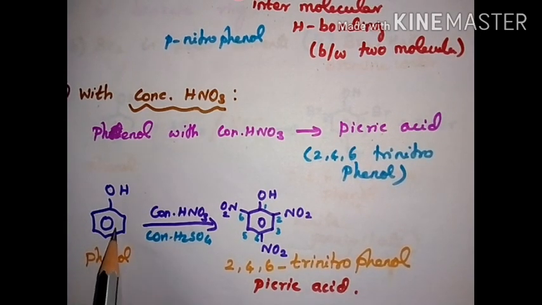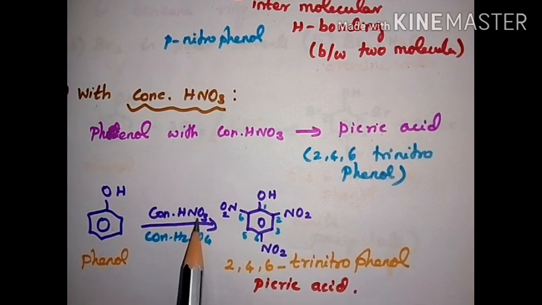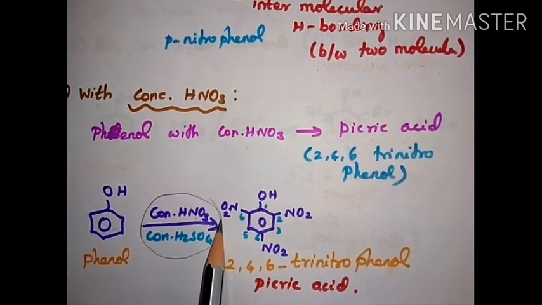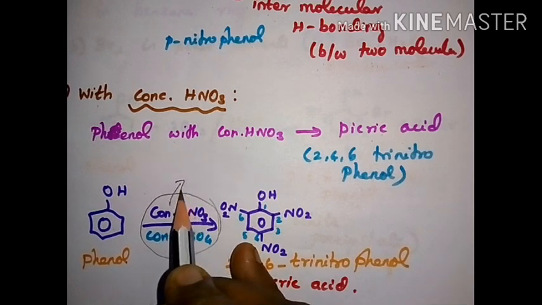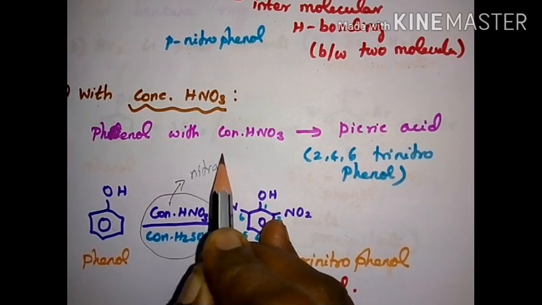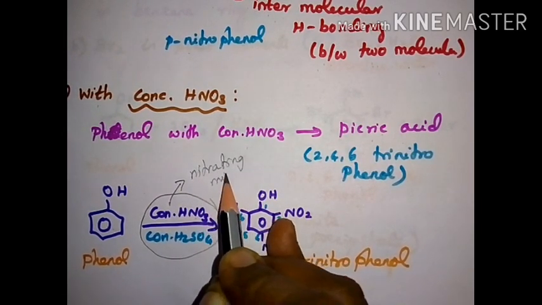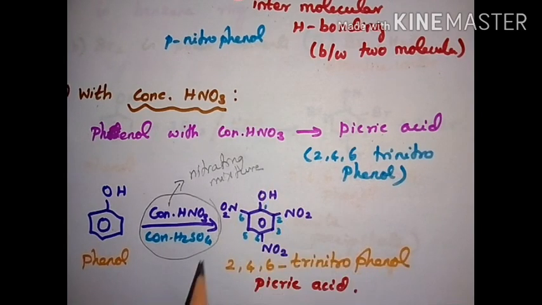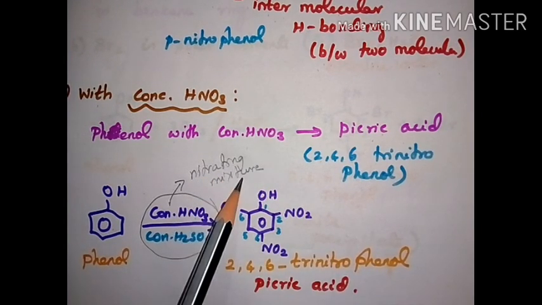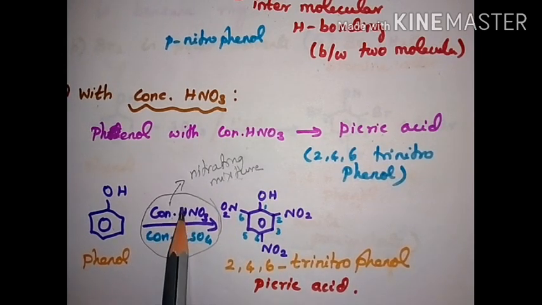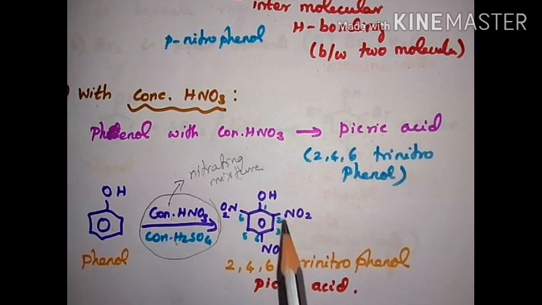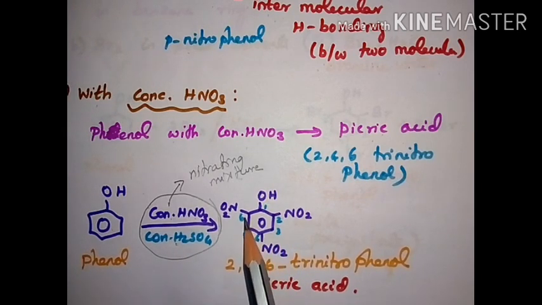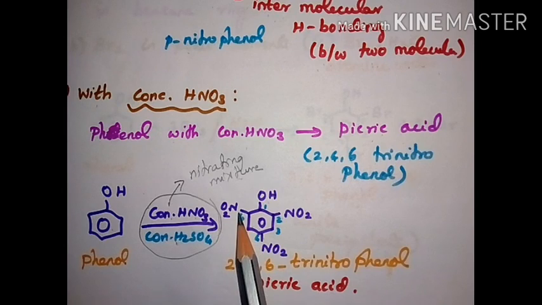So take phenol and concentrated nitric acid. This is called a nitrating mixture. If any nitration takes place, we must have a nitrating mixture. What is a nitrating mixture? Concentrated nitric acid and concentrated sulfuric acid. We get 1, 2, 3, 4, 5, 6. At positions 2, 4, 6, what is attached? Nitro.